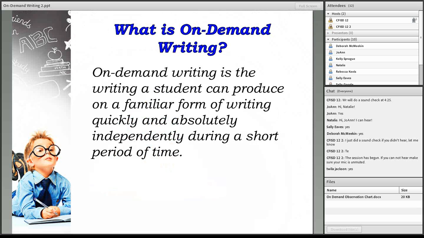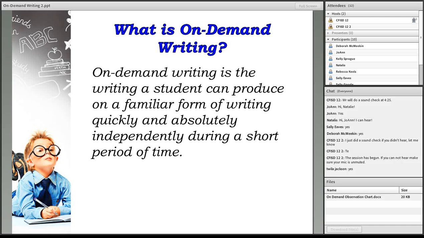What is the on-demand writing? Well, simply, it's just what a student can do on their own with a familiar form of writing quickly and absolutely independently in a short amount of time. And the basis for doing that, we had the opportunity to hear Lucy Calkins talk, and they use the on-demand writing throughout their new units of study that are aligned to the Common Core.